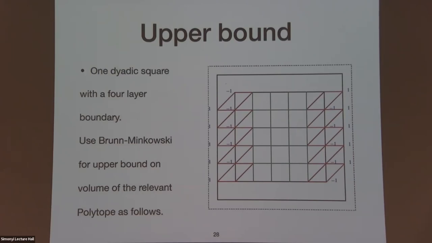So here is the upper bound. For the upper bound, we note that suppose I have this boundary fixed. Now it turns out that if I have a hive that fills this inside with all the rhombus constraints, the average Hessian is entirely determined because I have these double layer boundaries.